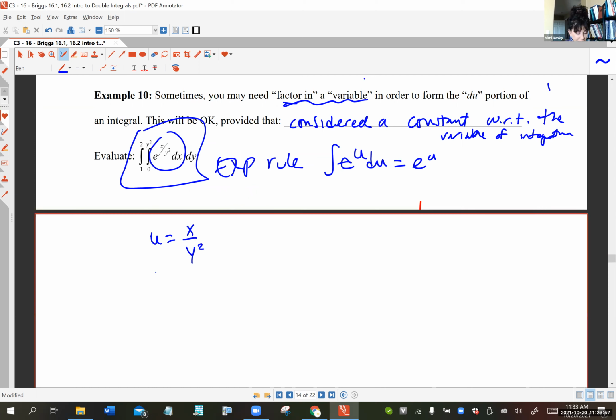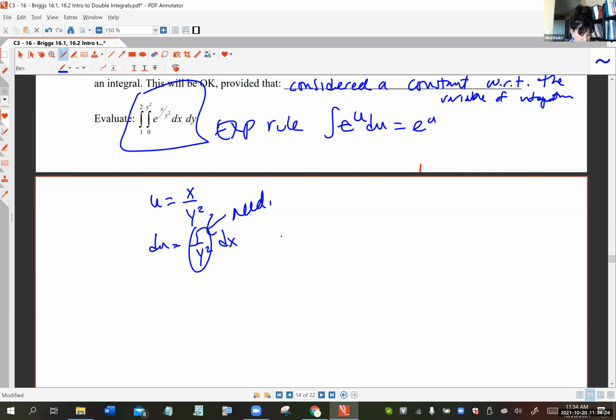So what's du? Be careful when you're getting the du here and doing your u substitution, because you're integrating with respect to x. When you get your du, you have to differentiate with respect to x. The derivative of x over y squared with respect to x is 1 over y squared dx. But I don't have a 1 over y squared sitting around in that integral. Well, I'm going to need one. Otherwise, you can't continue. Are you just allowed to throw one in there? Yeah, you put one in like this, provided you multiply by the reciprocal on the front of the integral.